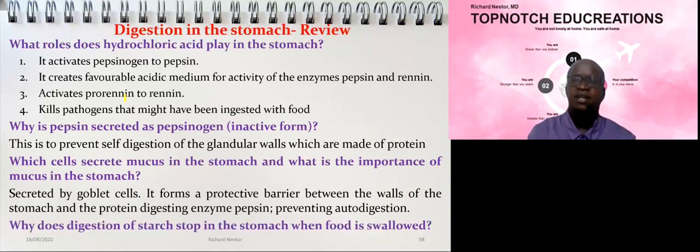And also another important question to ask is, why does digestion of starch stop in the stomach when food is swallowed? We have said in the stomach there will be secretion of hydrochloric acid, which is going to provide an unfavorable pH medium for activity of the enzyme salivary amylase. So this will cause denaturation of the salivary amylase enzyme, which will therefore stop the activity of salivary amylase. Remember, when an enzyme is denatured, it cannot interact with the substrate molecules.